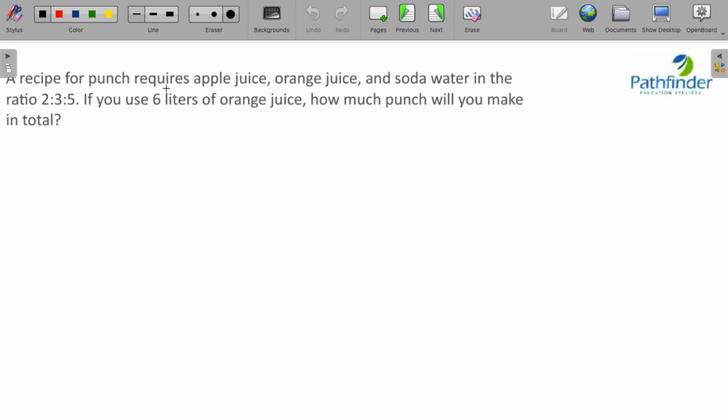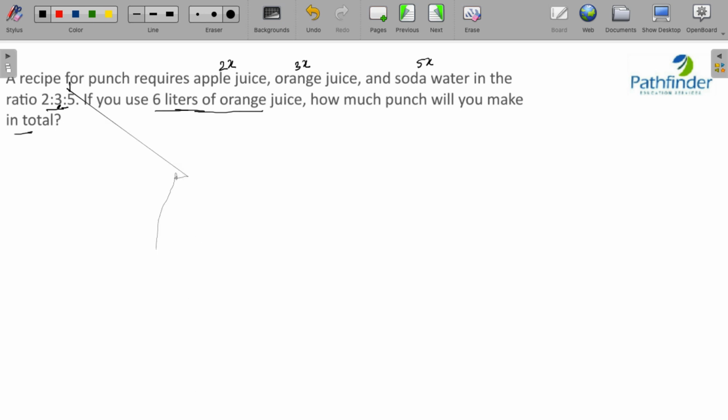Next question. A recipe for punch requires apple juice, orange juice and soda water in the ratio of 2, 3 and 5. If you use 6 liters of orange juice, how much punch will you make in total? Okay. So we have apple juice, which is some multiple of 2, that is 2x. We have orange juice, which is some multiple of 3, that is 3x. And we have soda water, which is some multiple of 5, which is 5x.